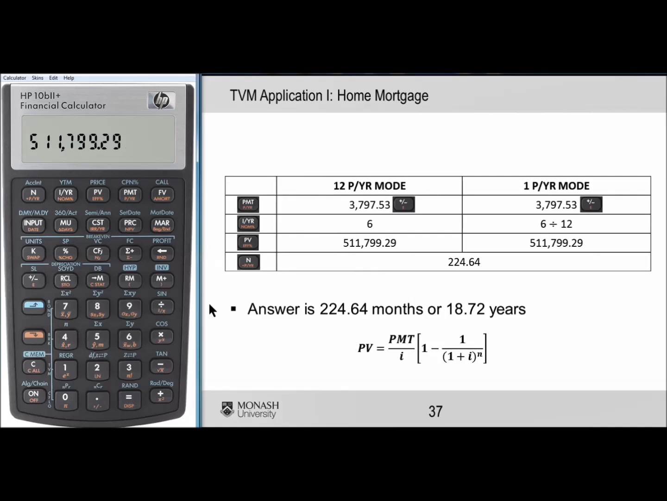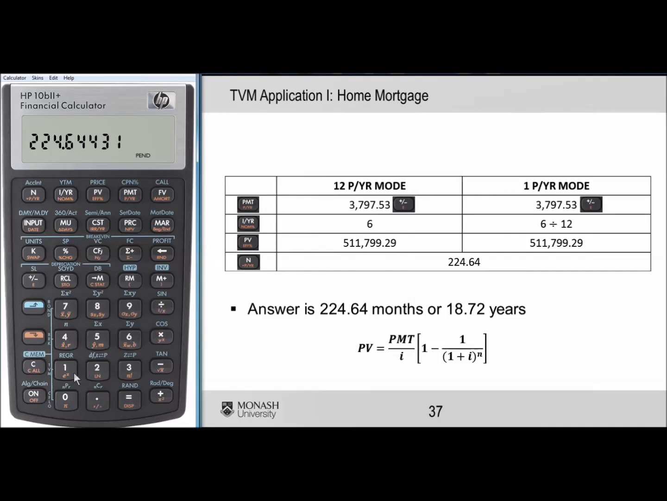So this time, PV has to be positive, because PV and PMT, the dollar values at opposite sides, cannot be assigned the same sign. So we have already given a negative sign to PMT, so PV has to be entered as a positive value. To solve for the number of periods, press N, and your final answer is 224.64 months.